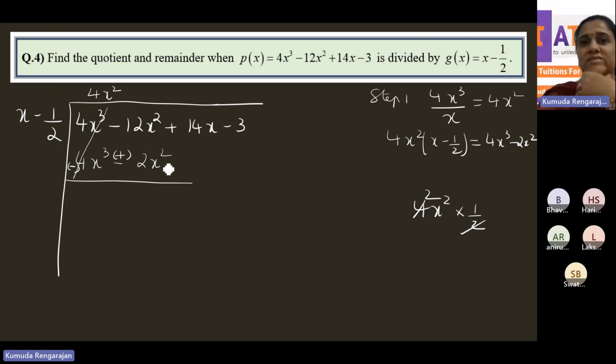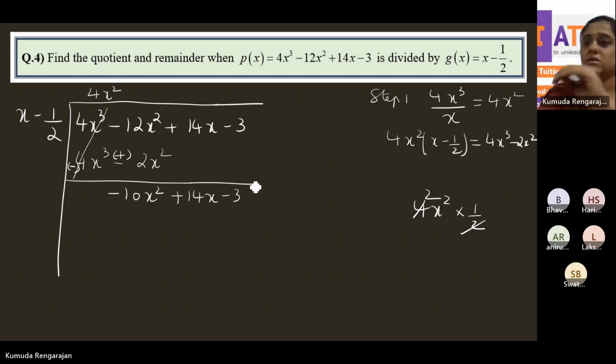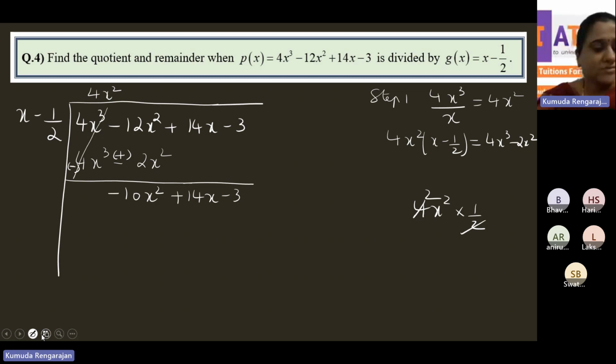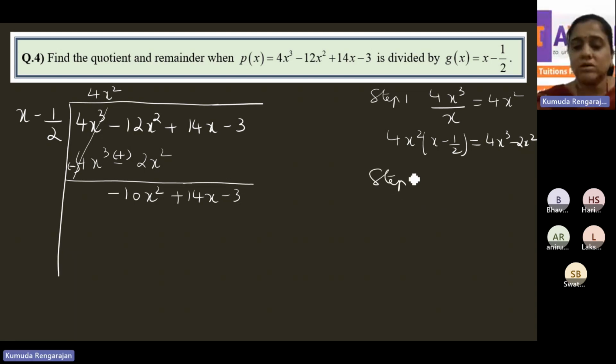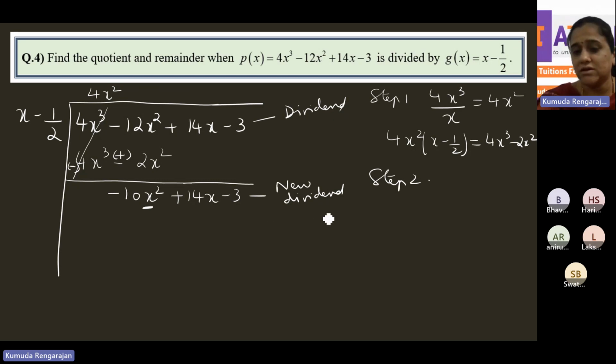Minus 12x squared plus 2x squared is minus 10x squared. Bring the remaining terms down. You can bring one term or all the terms down; I'm going to bring all the terms down. Now repeat. Like step 1, we'll have similar steps in step 2. This is called the new dividend. This is the actual dividend, and this one is called the new dividend.